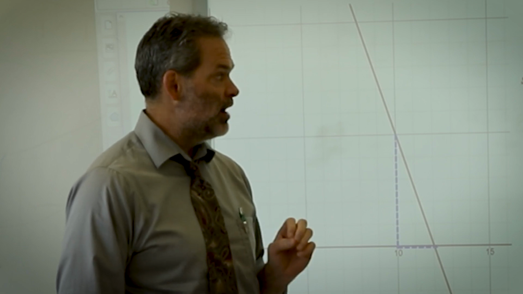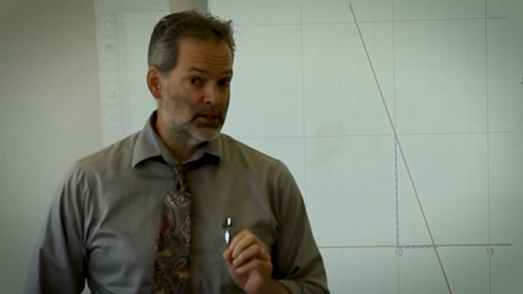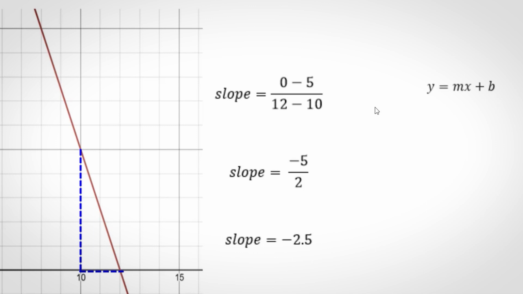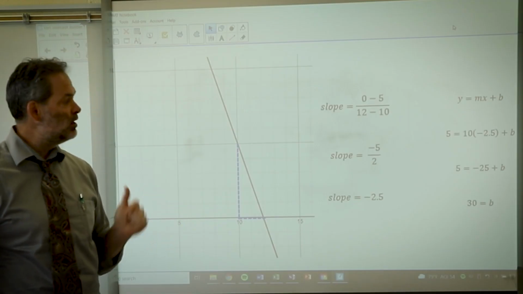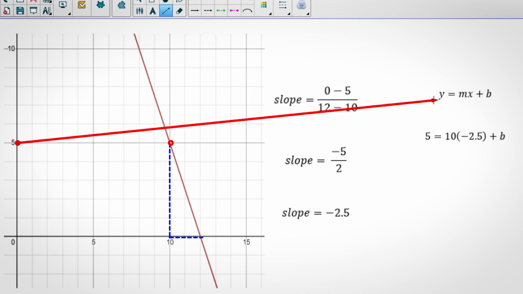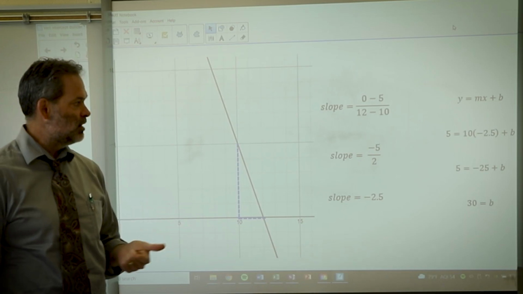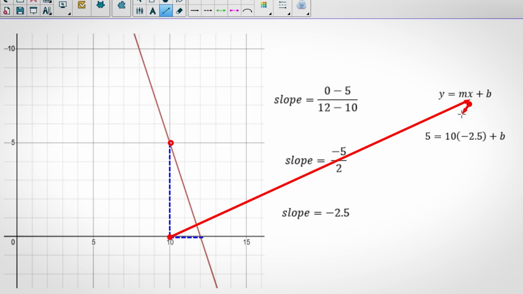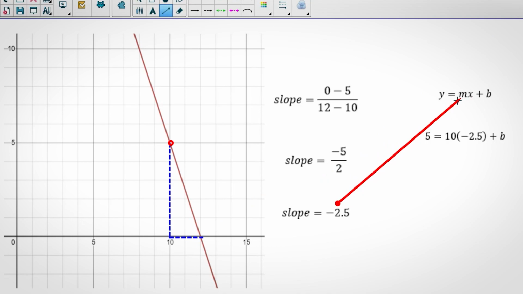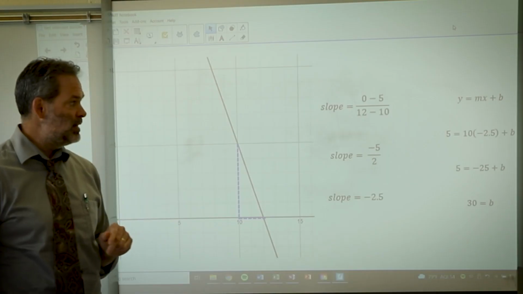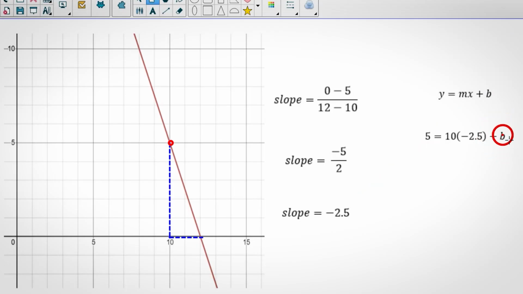Once I know the slope value, I'm going to use my slope-intercept form, the y equals mx plus b form that you might be familiar with in math class. We are going to plug in a known vertical value, a known horizontal value. For this example, I chose 10, 5 as my point. So I plug in 5 for my vertical value, 10 for my horizontal value. Slope I just found was -2.5, so I plug that in. And then b is my vertical intercept, my unknown in this algebra equation.